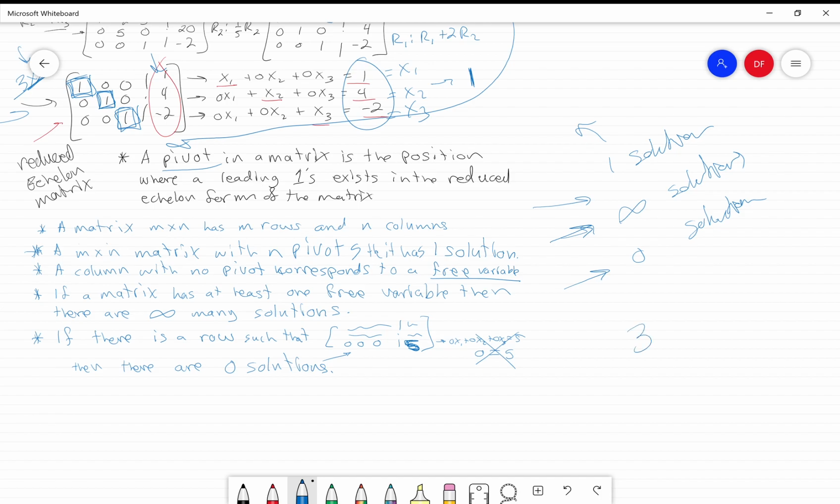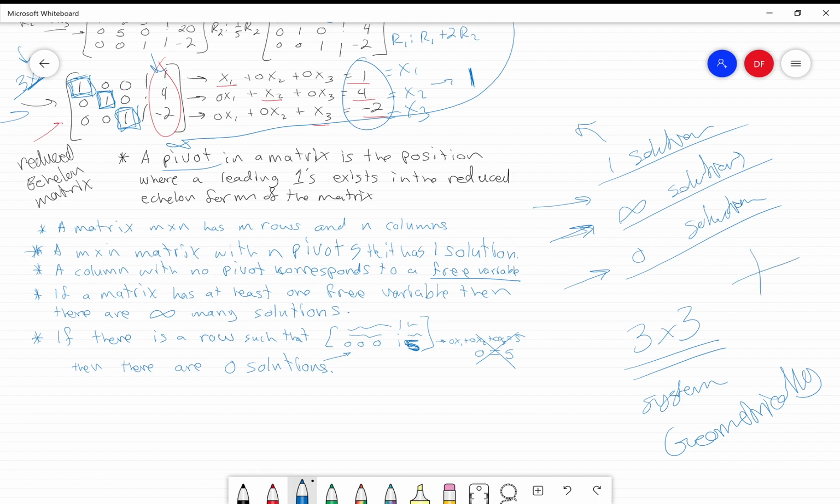And then I will show you for a 3 by 3 system, geometrically, what does it mean to have 0 solutions, infinitely many solutions, and 1 solution? Similar to how when we did it for a 2 by 2 system, where we had 2 lines and the intersection of the lines was 1 solution. And if we have 2 lines that don't intersect, then that's 0 solutions. And if we have 2 lines that are on top of each other, then that would be infinitely many solutions.